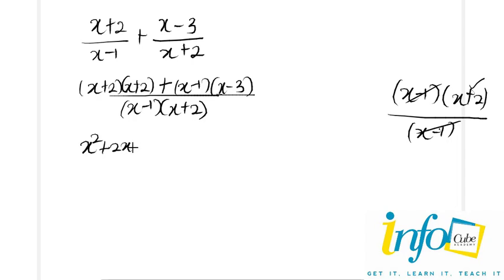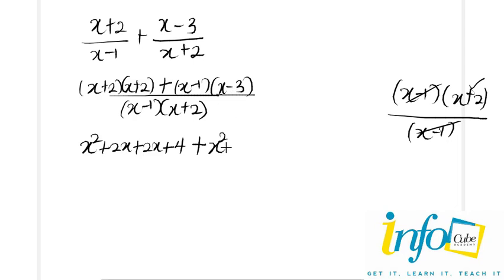Plus 2 times x will give you plus 2x. Plus 2 times plus 2 will give you plus 4. Recall that we did this when we were doing multiplication of algebra under expansion of brackets. Then you have plus x times x, which will give you x squared.